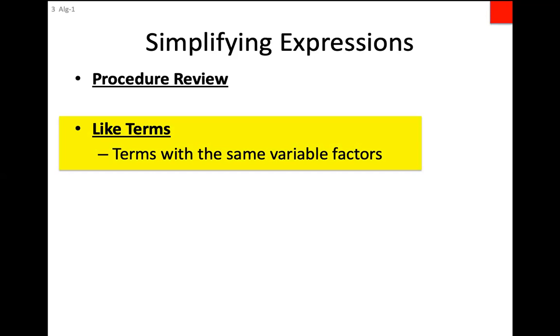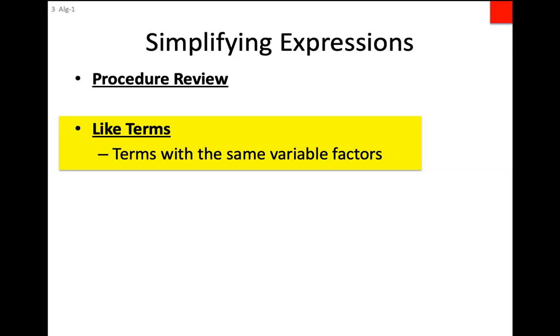Like terms are terms that have the same variable factors. I see a whole bunch of people, the pencils are not moving. Aiden, Rylan, write this down. Like terms are terms that have the same variable factors. A lot of fancy words there, I'll explain them. Same variable factors.